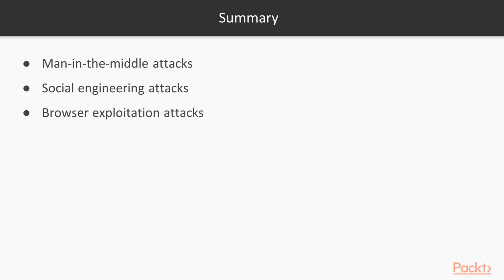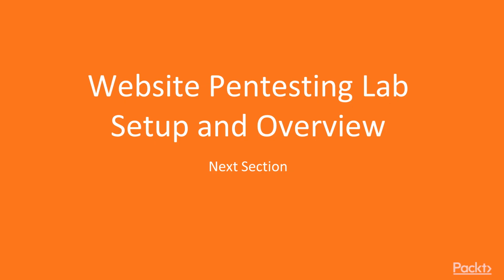Let's talk about the section summary. So in this section, we have learned about what the man-in-the-middle attack is, and we have also performed practicals using Wireshark and Ettercap. Then we have learned how to perform a social engineering attack using the Social Engineering Toolkit. And finally, we have learned how to perform browser exploitation using the Browser Exploitation Framework, or BeEF, available in Kali Linux. So this is all about this section. And in the next section, we will learn website pen testing, lab setup and overview. Thank you so much.